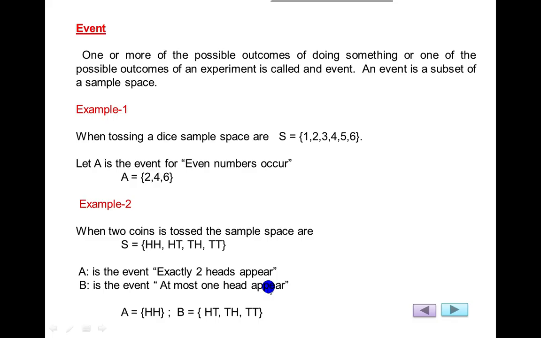At most means maximum; at least means minimum.